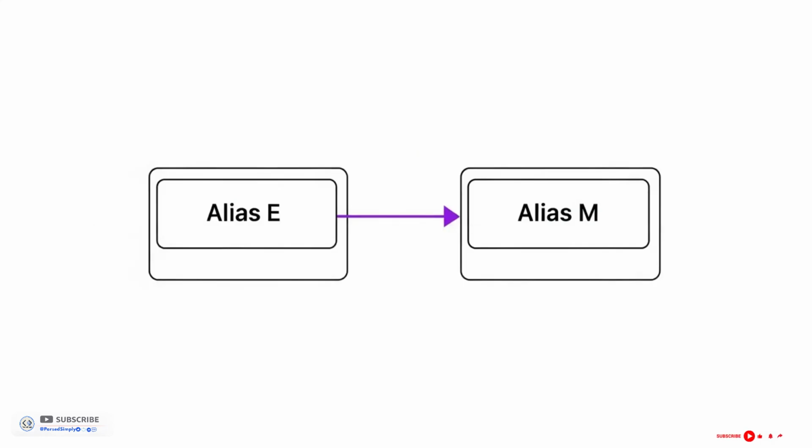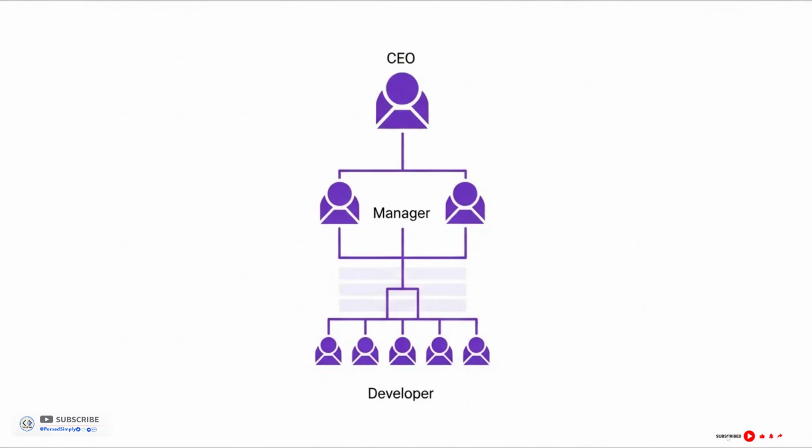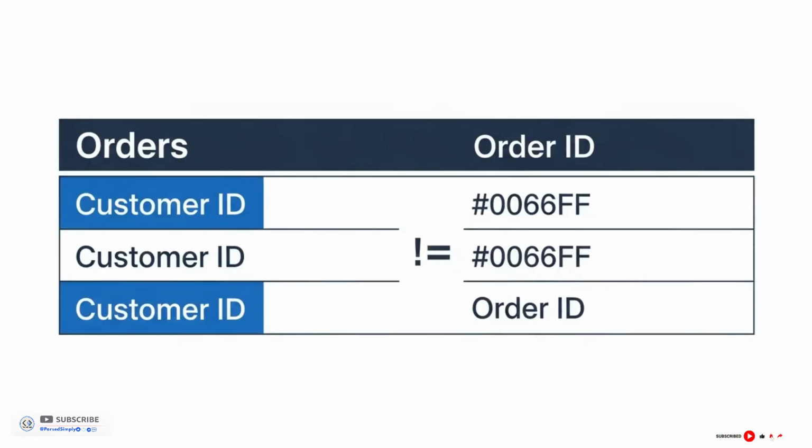A self-join is not a unique keyword, but a technique where you join a table to itself. To do this, you must use aliases to rename the table instances so the SQL engine can distinguish between them. This is the industry standard for querying hierarchical data. In an employee table, the manager ID column references an employee ID in the same table, allowing you to pair every staff member with their supervisor. Self-joins are also used to find internal patterns, such as identifying customers who placed multiple separate orders by joining the table on customer ID while filtering for non-matching order IDs.